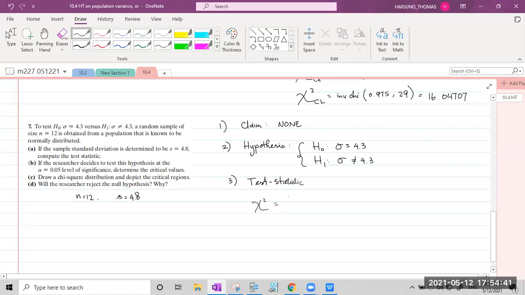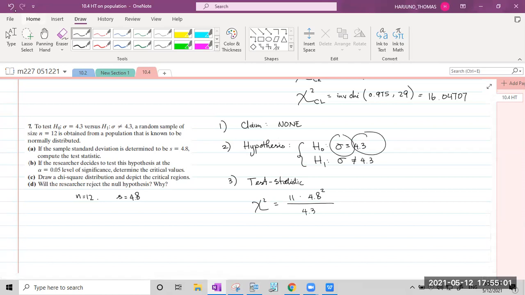Chi-squared equals degree of freedom 11 times sample variance. Now what we are given is sample standard deviation, right? So I need to square it to make it sample variance over population variance. We have population standard deviation here. That's population standard deviation. So we need to square it to make it variance.